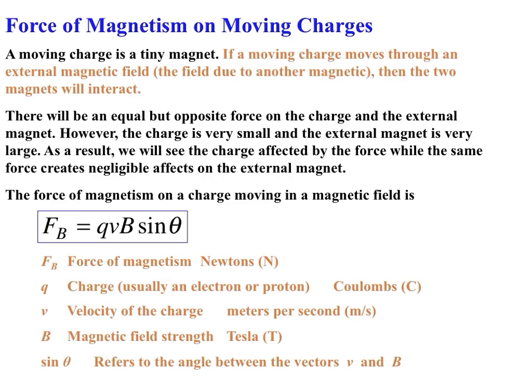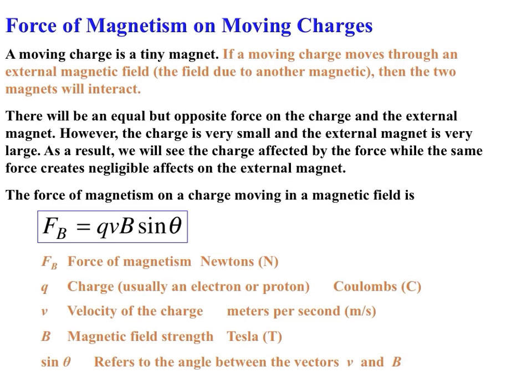However, the charge is very small and the external magnet is very large. As a result, we will see the charge affected by the force when the same force creates negligible effects on the external magnet. What that means is that the magnet is so large in comparison that we're not going to be able to see the effects.